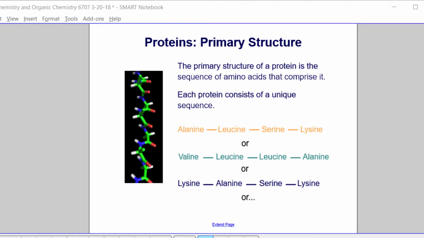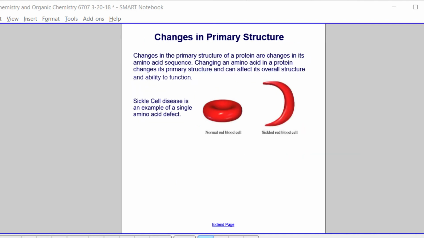Each protein consists of a unique sequence. So maybe we have alanine, leucine, serine, lysine, or valine, leucine, leucine, alanine, or lysine, alanine, serine, lysine, or you get the idea, any of the infinite combinations of amino acids we can come up with to make a protein. Changes in the primary structure of a protein are changes in its amino acid sequence. Changing an amino acid in a protein changes its primary structure and can affect its overall structure and ability to function.